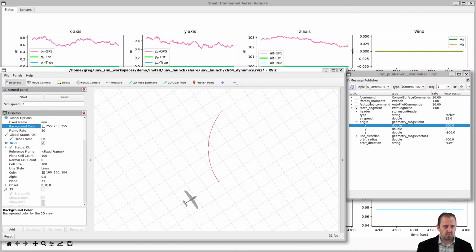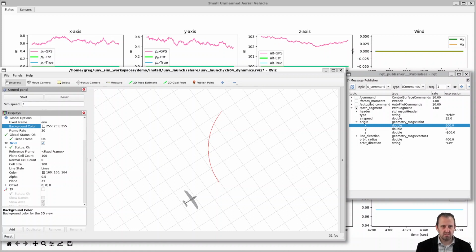So, see, I have my aircraft plotted here, and we have just a small circular arc developed right here. And this circular arc is defined by first an origin point. So we'll call that the center point of our orbit. And right here I've placed that center at 600 in the x direction, 0 in the y direction, and negative 100 to approximately match the altitude of the aircraft. Then we'll define an orbit radius, 400.